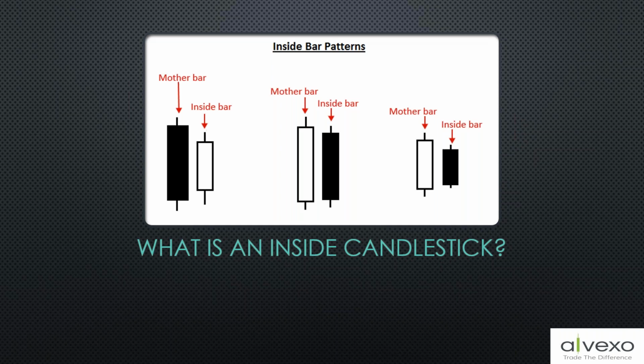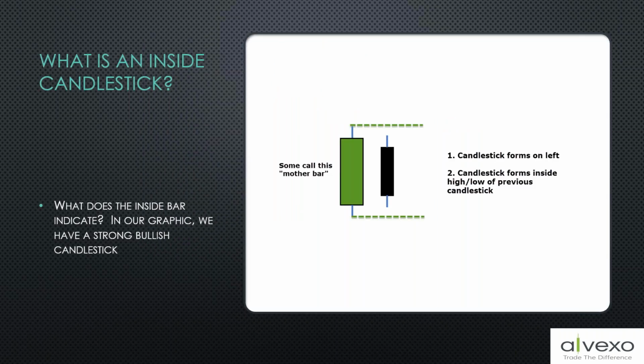Okay. Not difficult. Mother bar, baby bar. Or inside bar if you don't want to sound not professional. But they are called mother bars. That's how they're known. So what does the inside bar indicate? In our graphic, we have a strong bullish candlestick. Okay, that's the mother bar. Strong bullish. The candlestick forms on the left. Then the candlestick forms inside, opposite color, a bearish candle that's smaller than the previous mother bar.